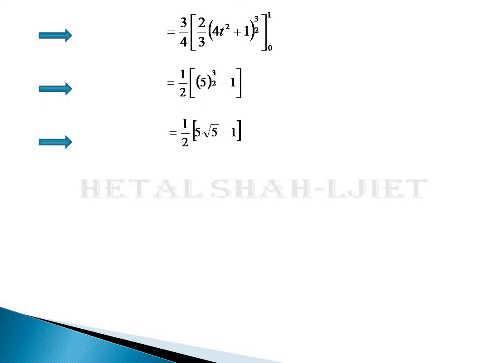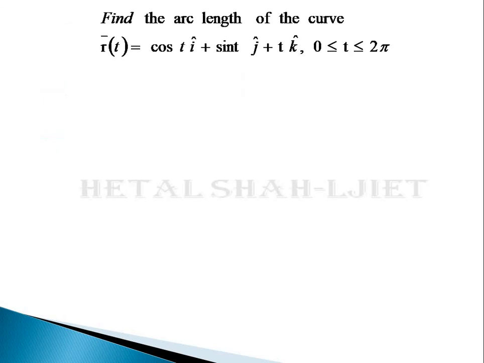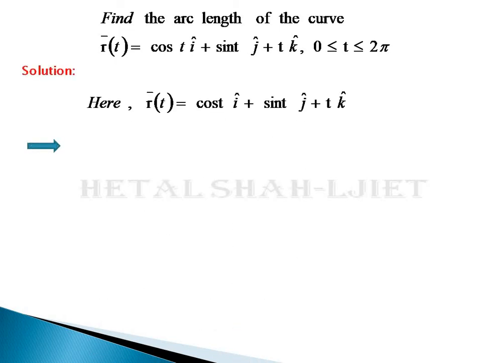Okay, let's check one more example. Find the arc length of the curve for the position vector cos t i cap plus sin t j cap plus t k cap for the limits 0 to 2 pi. This is our position vector. First we find the derivative with respect to t. It is minus sin t i cap plus, the derivative of sin t is cos t, j cap, and the derivative of t is 1.